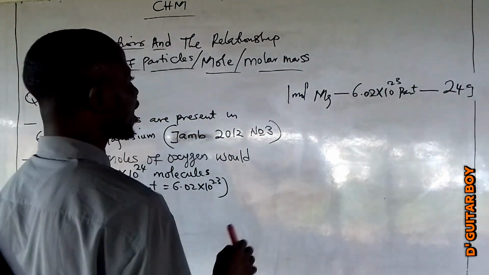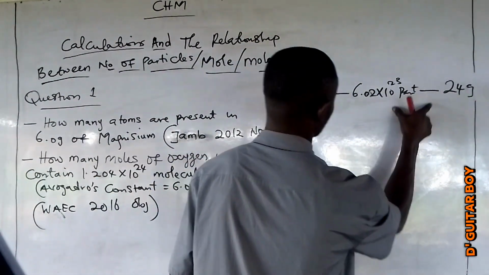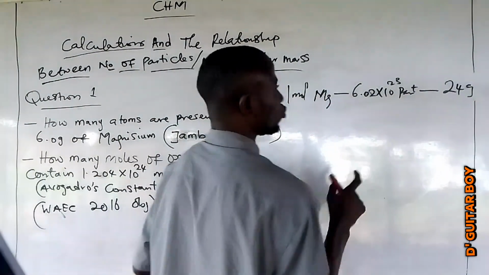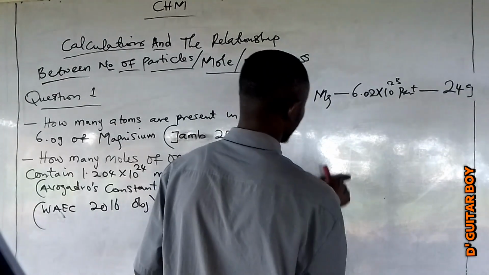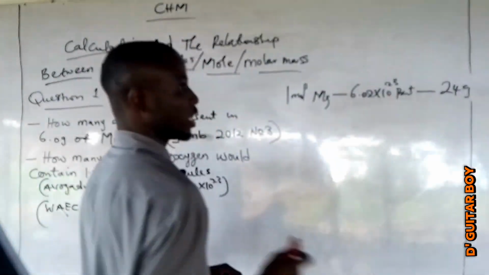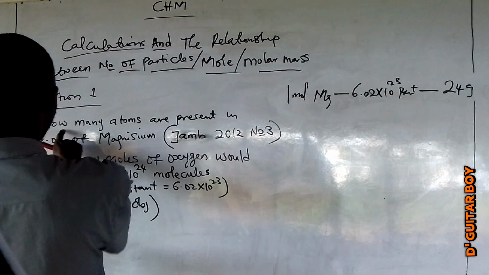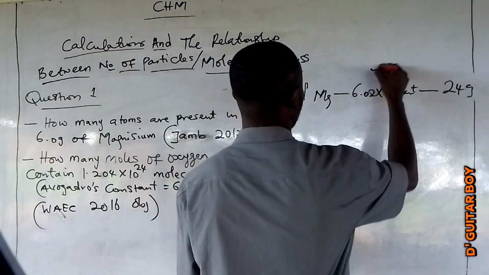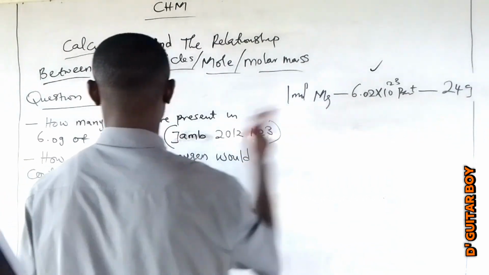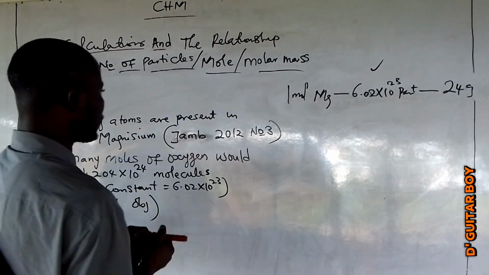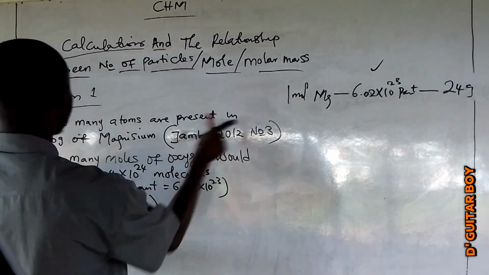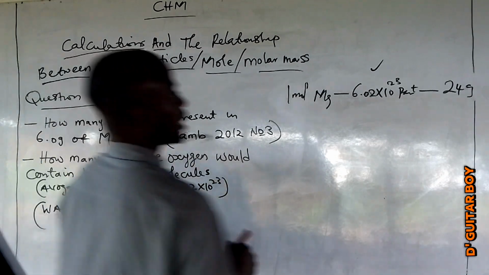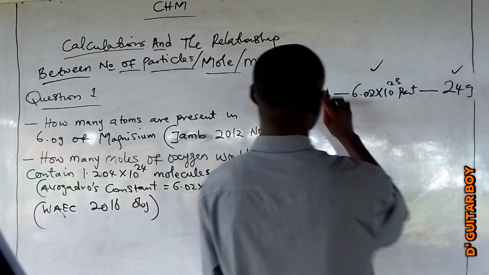Now, in this case, you are not going to use the theory. We just draw two out. And how do you know what you want to draw out? You check your question. They say how many atoms, that is number of particles, which means you draw this one out. How many atoms are present in 6 grams, that is the weight, the mass of that atom? You also draw this one out. This one you do not draw it out.